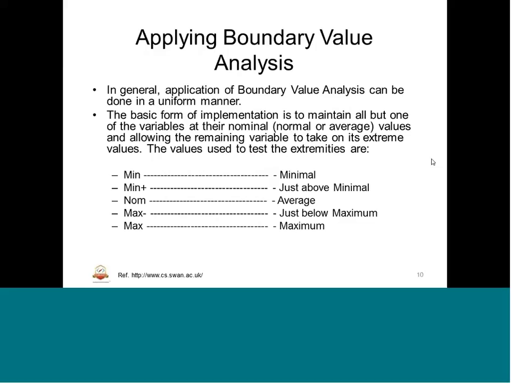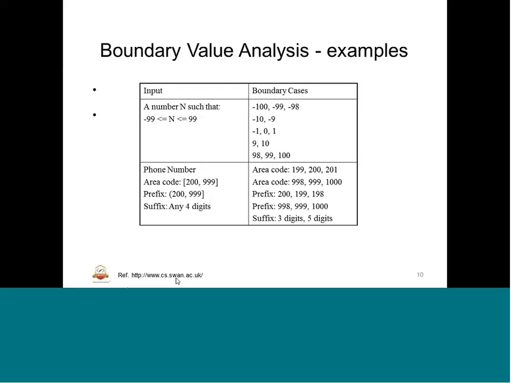to be precise on the selection, for complex requirements, these types of extremities: we are going to have a minimum, a little more than that, just above minimum, then nominal, nominal is nothing but average or normal, then we have a maximum value. Then a value a little less than that, just below maximum. So these are the extremities we are going to consider for forming the boundary value analysis. So it is very important to have it. This is one of the definitions that is used in this reference from one of the education institutes.